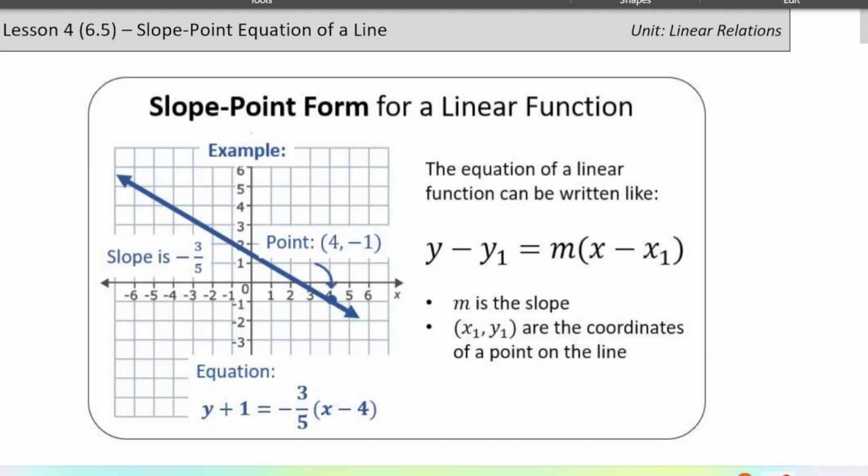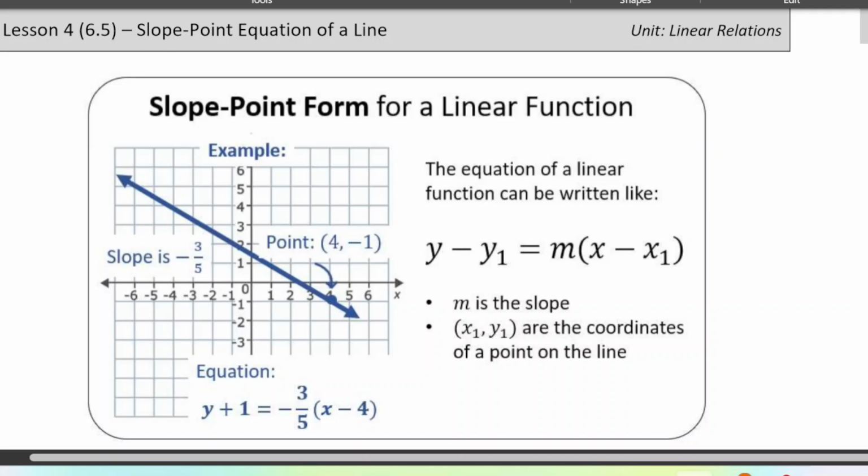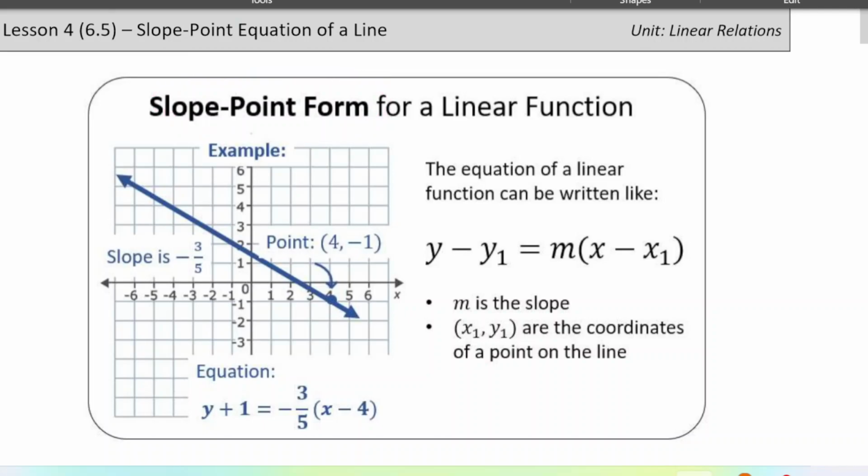Okay, this is lesson 4 in chapter 6. We are looking at a different format for an equation of a line today. We're doing the slope-point form of a linear function. So this equation is really useful if you have a slope and a point on the line.